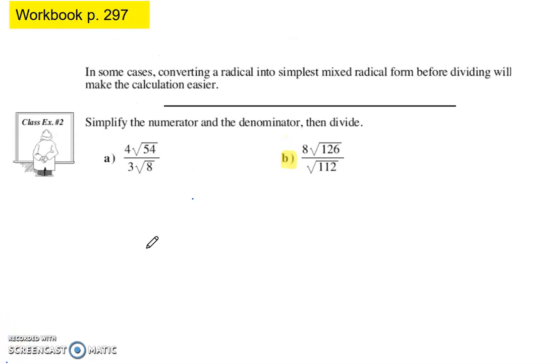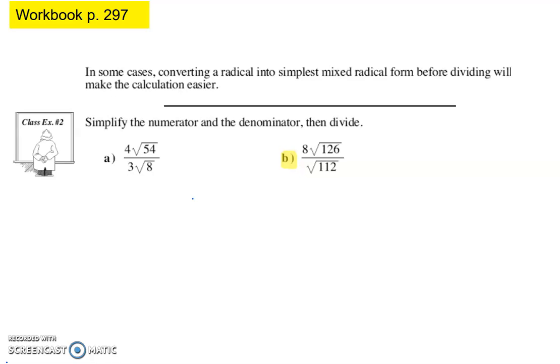All right, on page 297, example number 2, we're going to explore another method of dividing radicals. If you remember in multiplying and dividing, it's up to you whether you want to first simplify radicals, then divide them, or divide them first and then simplify them. In some cases, it might be easier to simplify a radical and then divide. So class example 2 is trying to show us another method. Again, you can do it either way.